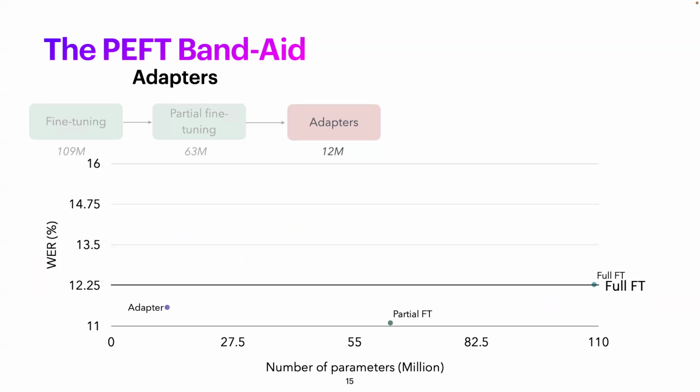Doing that, we can see here, I changed the plot a bit, but basically you have the number of parameters here, and you have the performances here.